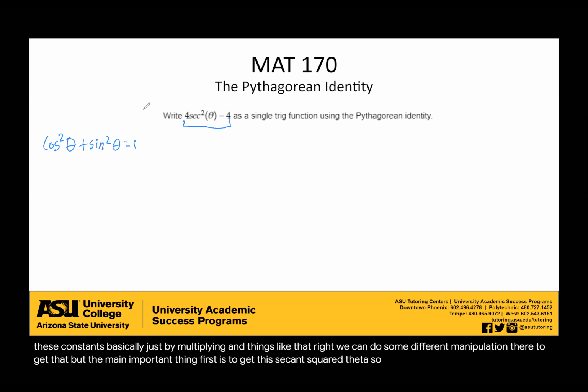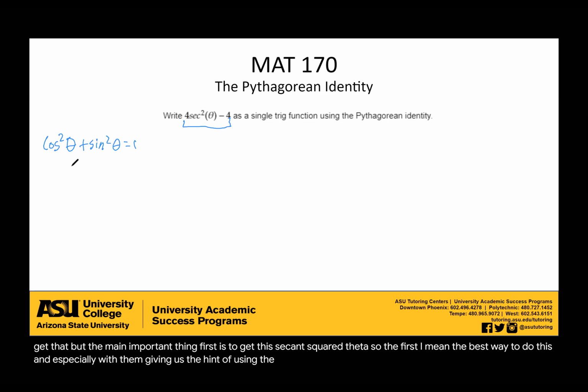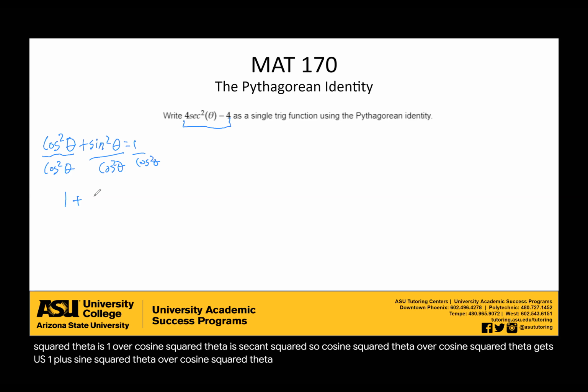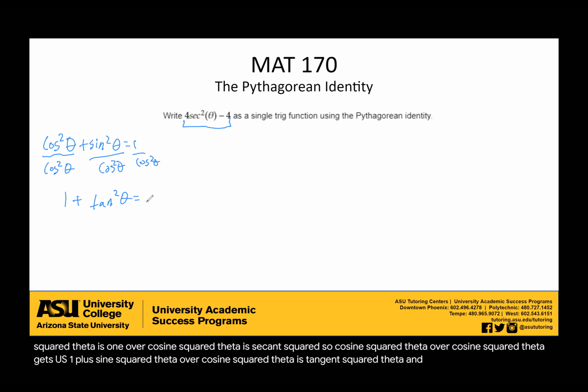So the best way to do this, and especially with them giving us the hint of using the Pythagorean identity, what we can do is divide this all by cosine squared theta. Because 1 over cosine squared theta is secant squared. So cosine squared theta over cosine squared theta gets us 1. Plus sine squared theta over cosine squared theta is tangent squared theta. And that equals our secant squared theta.